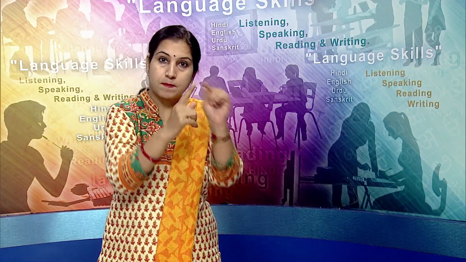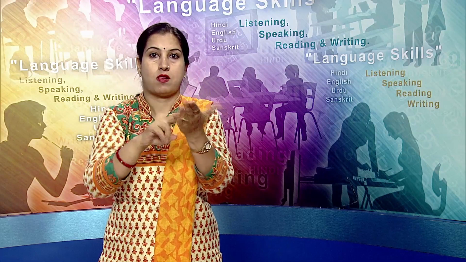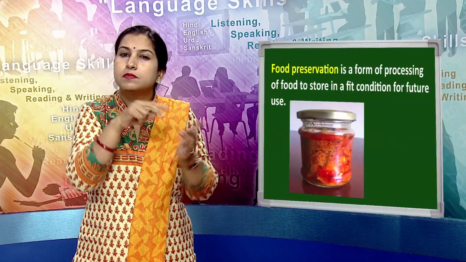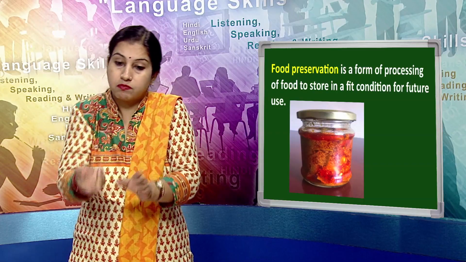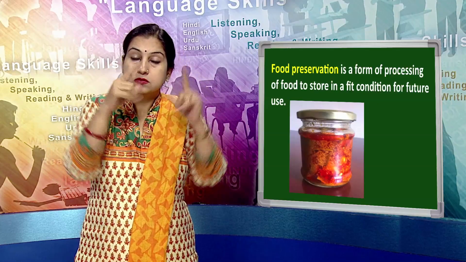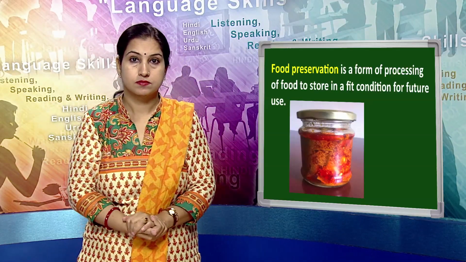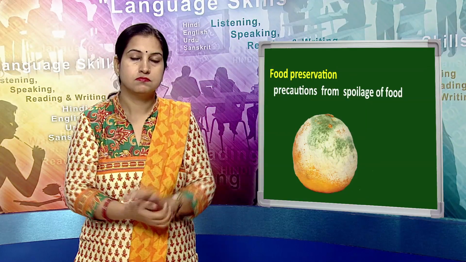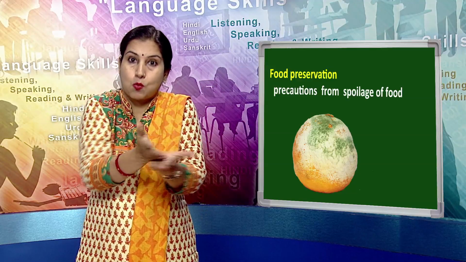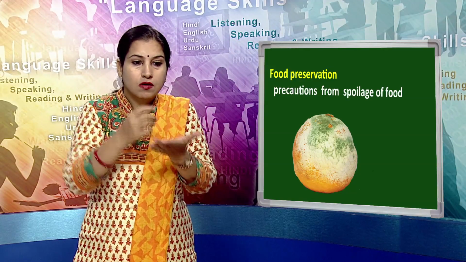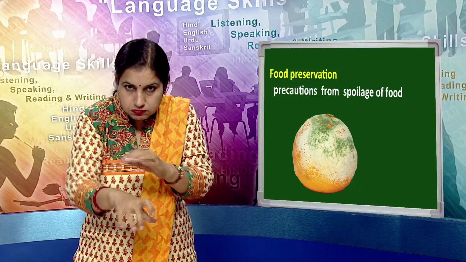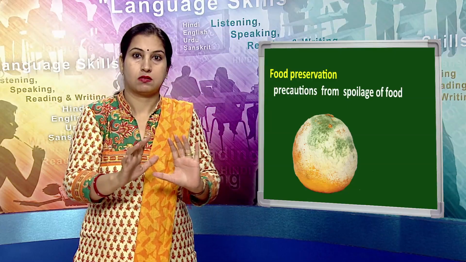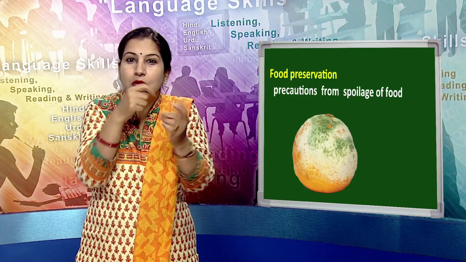Let us now understand the word food preservation. Food preservation is a form of processing of food to prevent it from spoilage and making it possible to store in a fit condition for future use. Also, you can say food preservation is a method of prevention of decay or spoilage of food by avoiding contamination by microorganism or inhibiting enzymatic or chemical reactions.